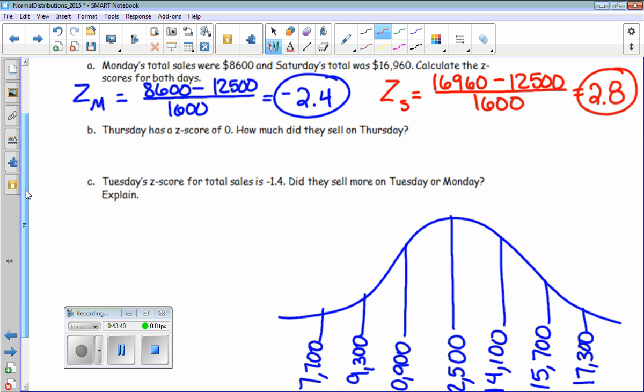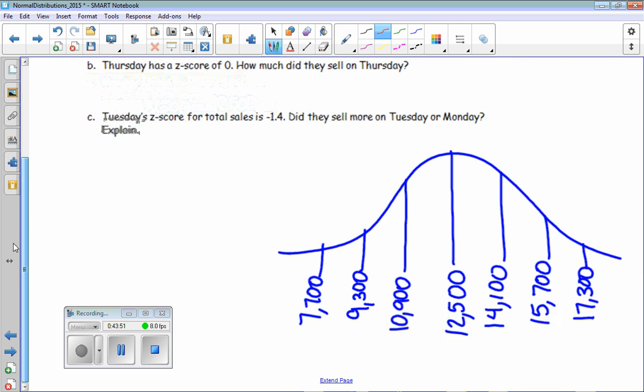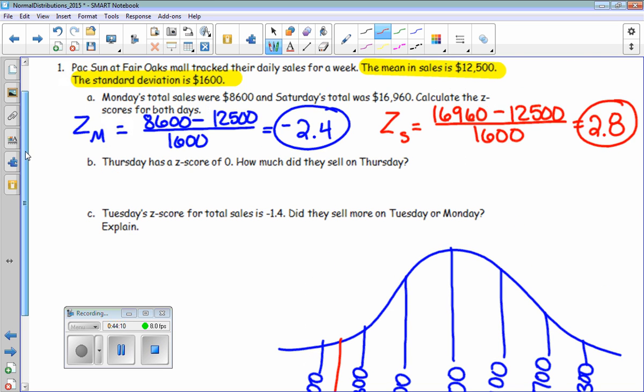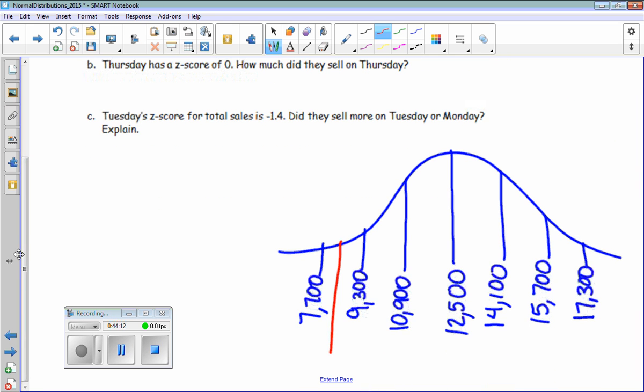Okay? So if I'm looking here at negative 2.4, and we have a score of, what was it, 8,600? So 8,600 is about right here, right? And doesn't that make sense that if we're doing a normal distribution, it's negative, it's to the left of the mean? And then if we're looking at the other one, we have 16,900, 2.8, gosh, that's like right here. It's almost unusual. It's pretty high, okay?